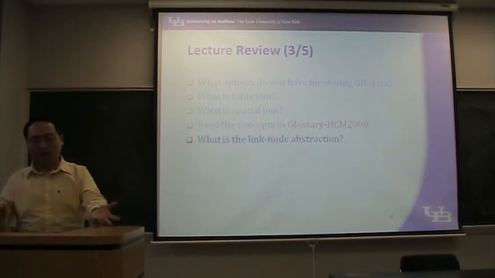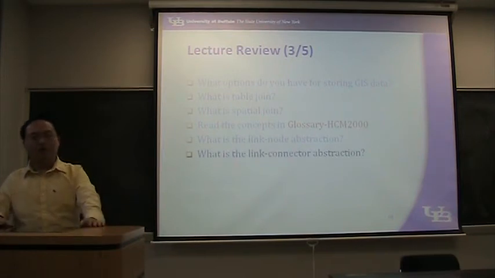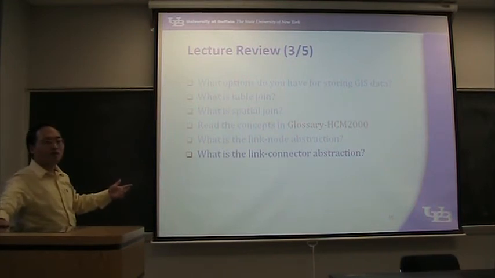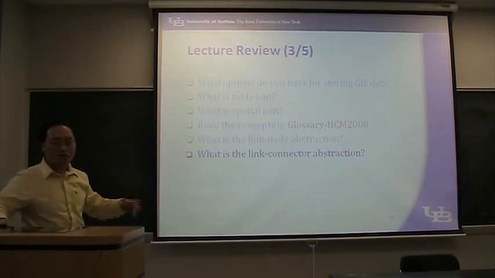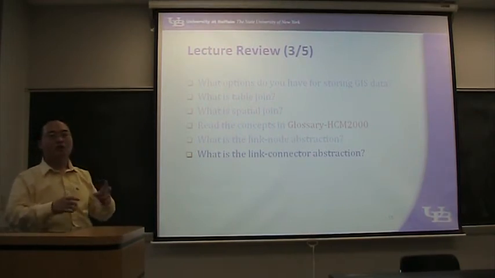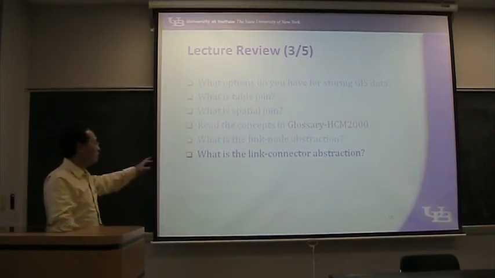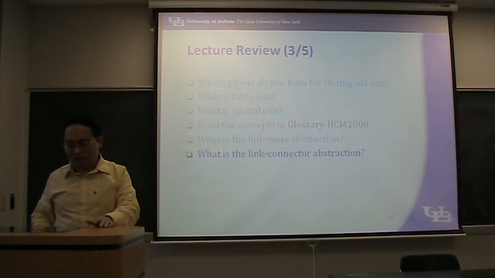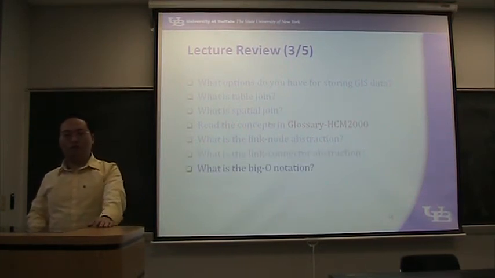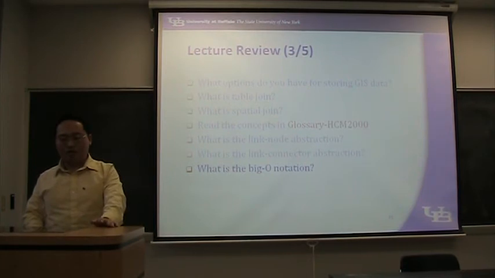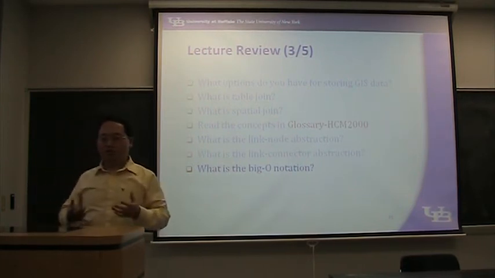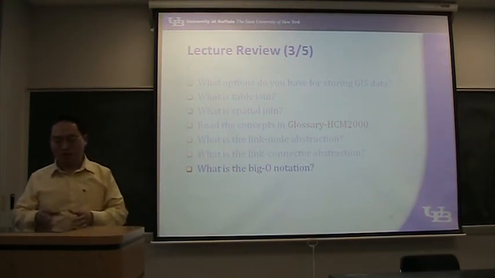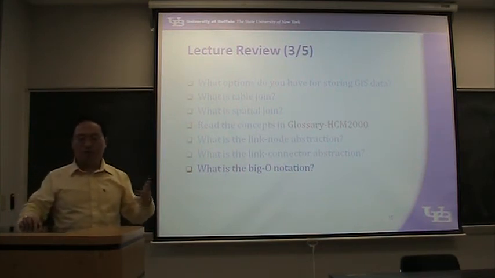Now, what is link node abstraction and what is link connector abstraction? I won't ask you the definition. But if I ask you to use the link node abstraction to represent a network, you should be able to do it. Or how do you use link connector abstraction to represent a network? Now, what's the big O notation? If I give you a simple algorithm, you should be able to use big O notation to represent its time complexity.